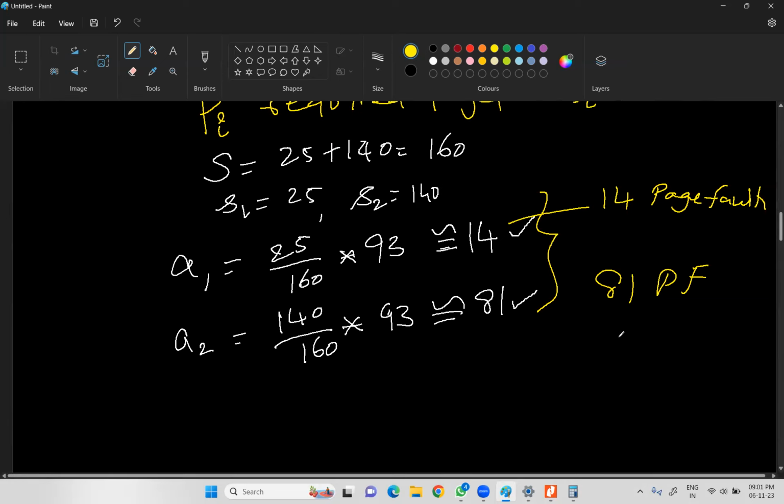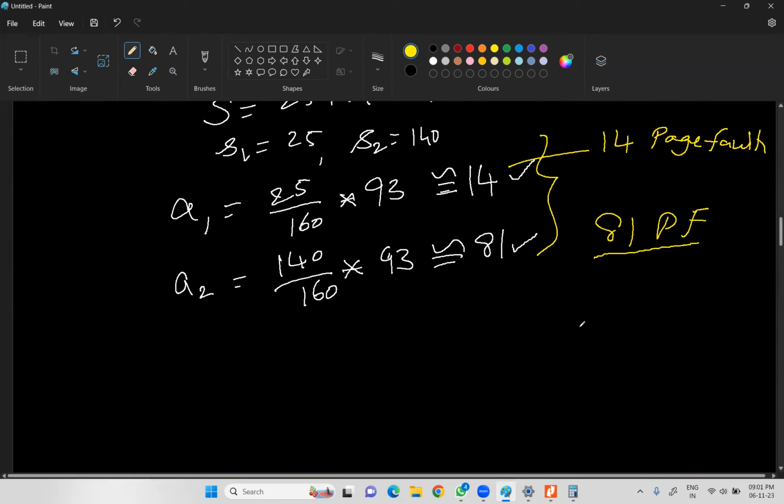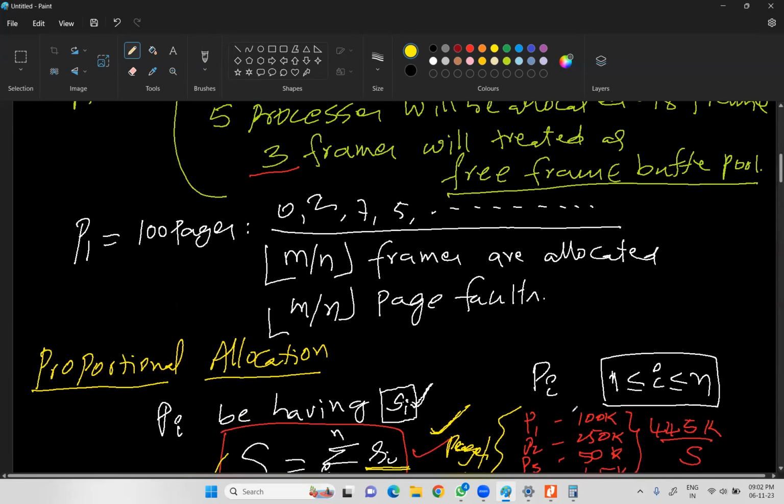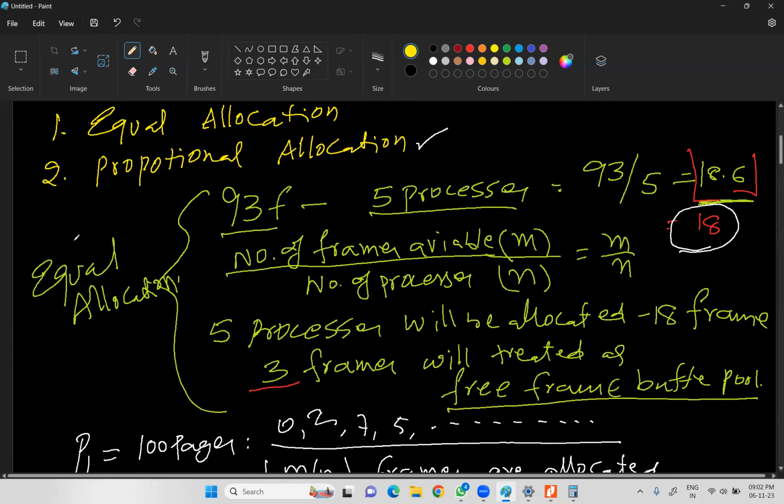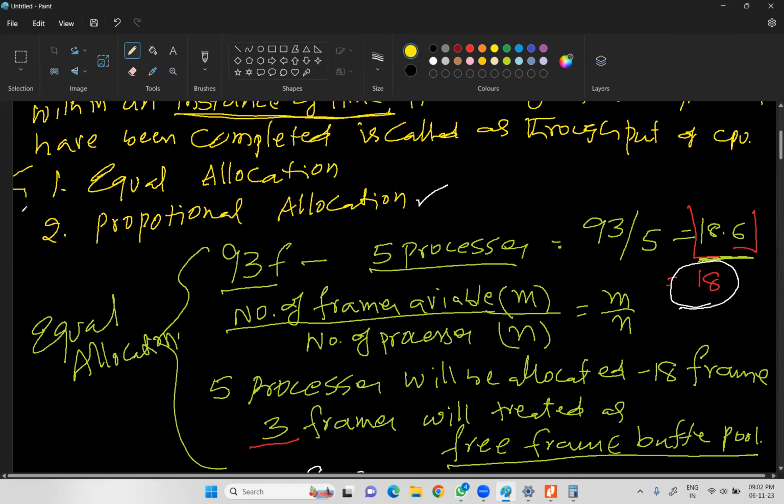Now, when a page fault occurs, how can it be resolved? Are there any extra factors involved while page faults occur? So now, global allocation and local allocation are two different types. The allocations themselves happen with equal allocation and proportional allocation only, there is no doubt about this.